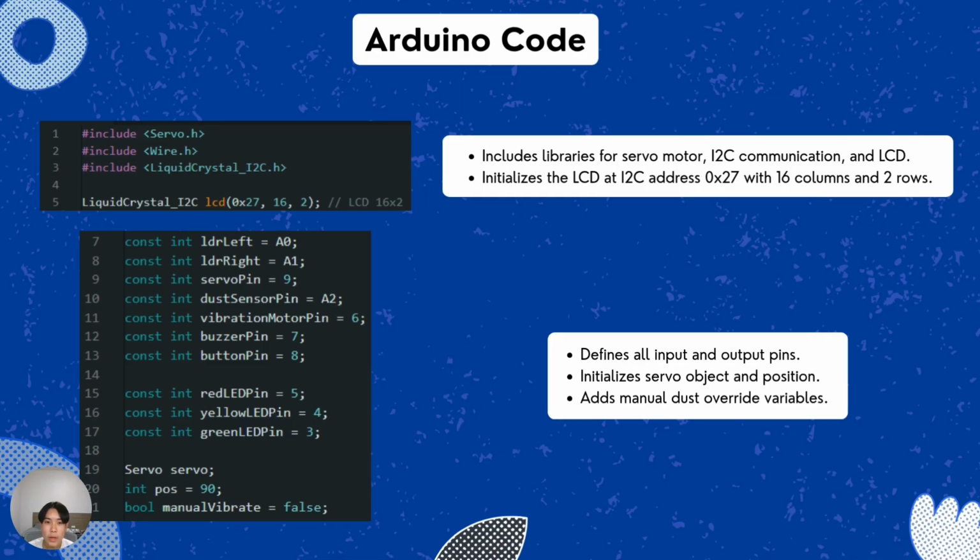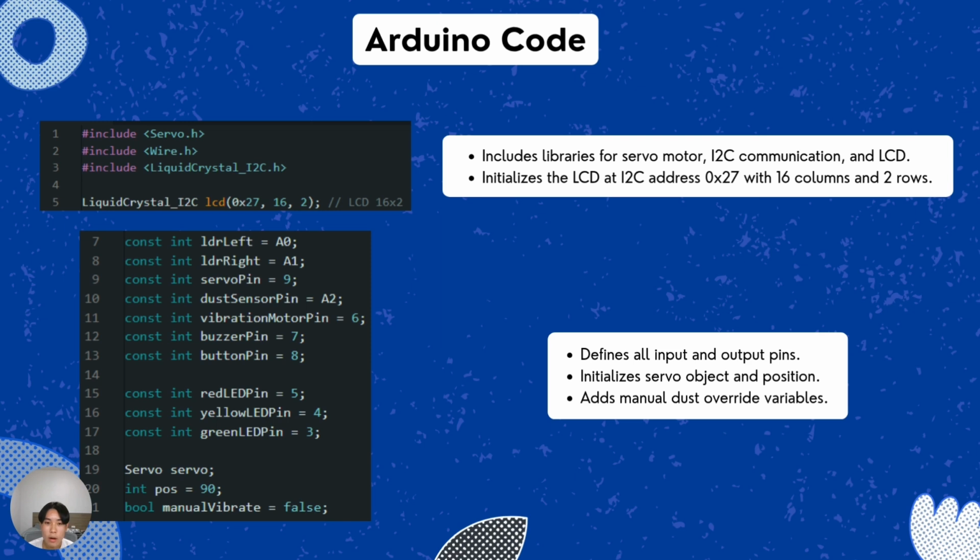To start, I included the necessary libraries: Servo for the motor, Wire for I2C communication, and LiquidCrystal I2C for the LCD display. Then I initialize the LCD using the common I2C address 0x27 with 16 columns and 2 rows.